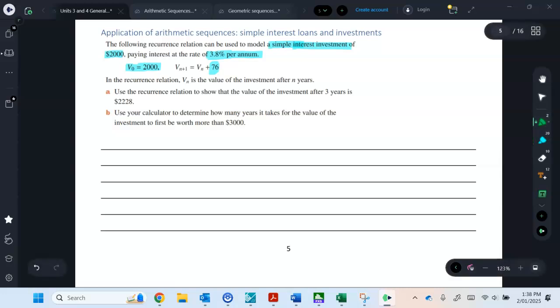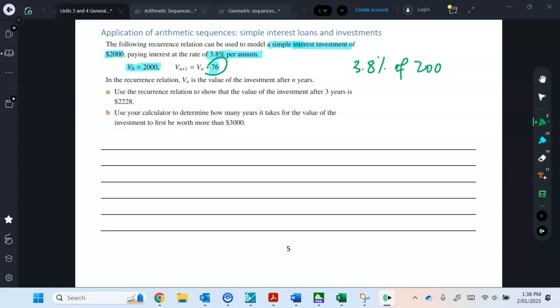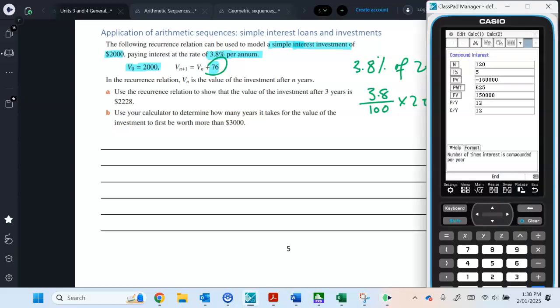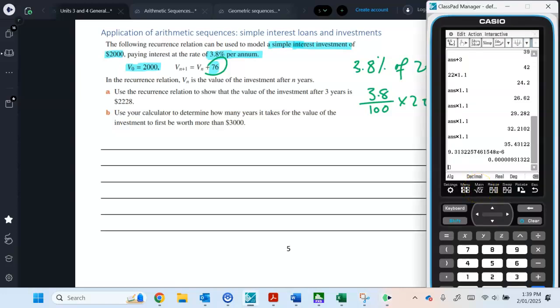If you didn't have this $76 given to you, let's just do that. 3.8% of $2,000. Let's change that into a decimal, so that's how we would put it into our calculator. I've got my calculator here. Let's go back to the main screen. So 3.8 divided by 100 times 2,000.